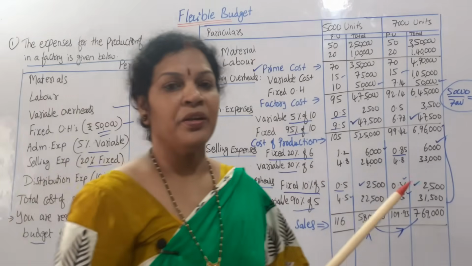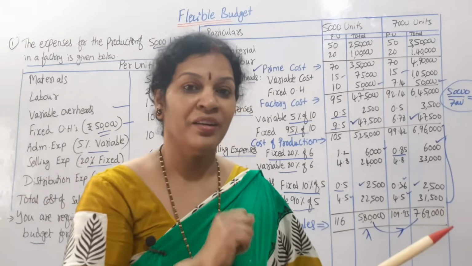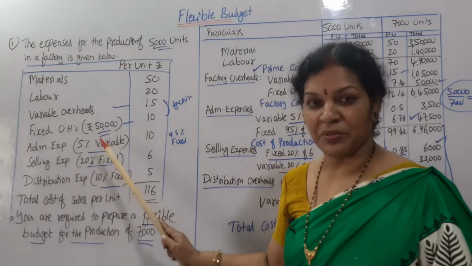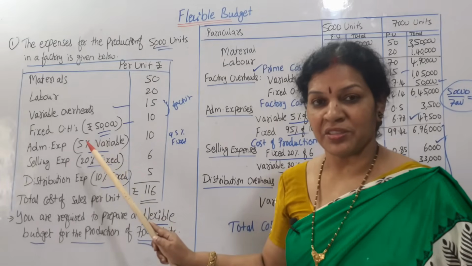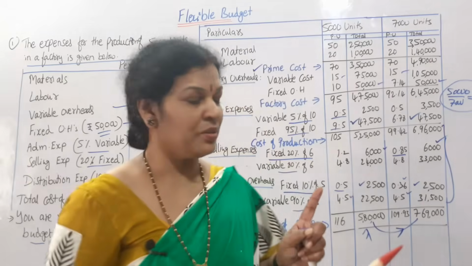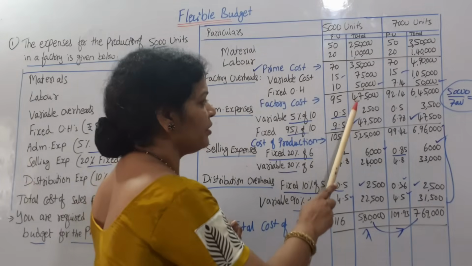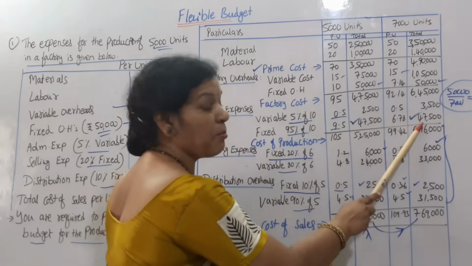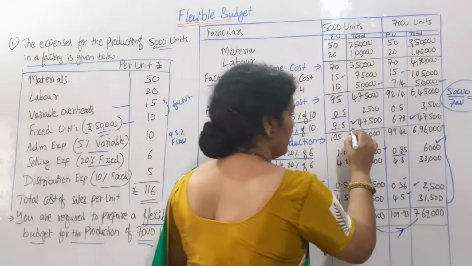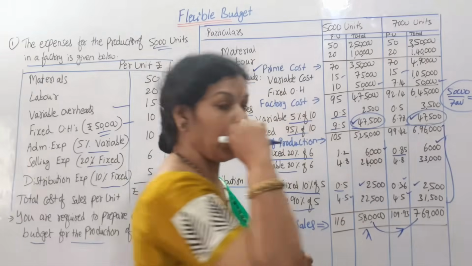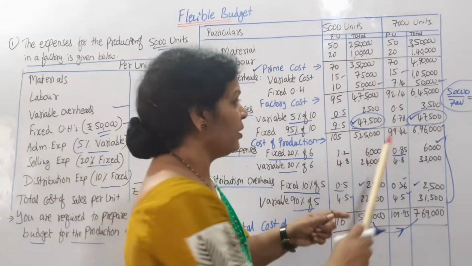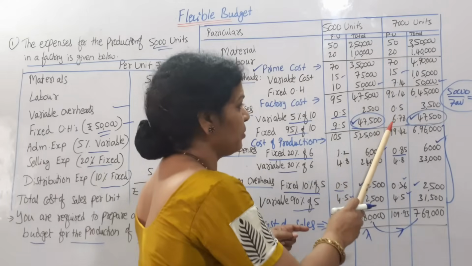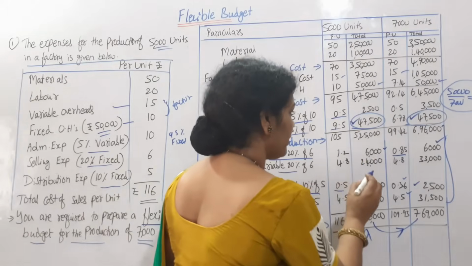Here the important point is variable or fixed. Like when they say administrative expenses are 5% variable, it means 95% is fixed. Whenever you have fixed, you have to calculate and write it here like this. Once you write it in the 5,000 units column, the same amount you write for 7,000 units also. And per unit you can calculate later, like 47,500 divided by 7,000. Got it? So these are all fixed.